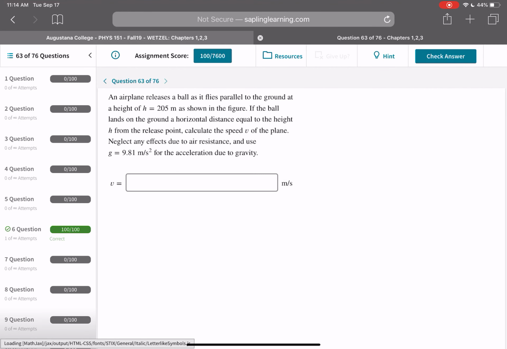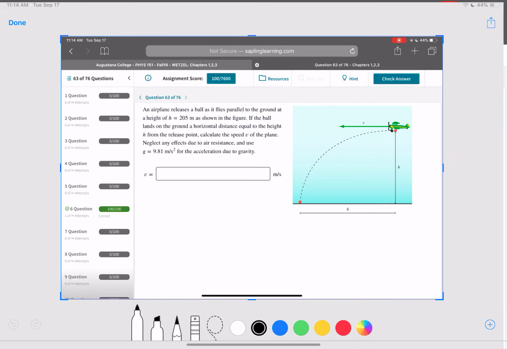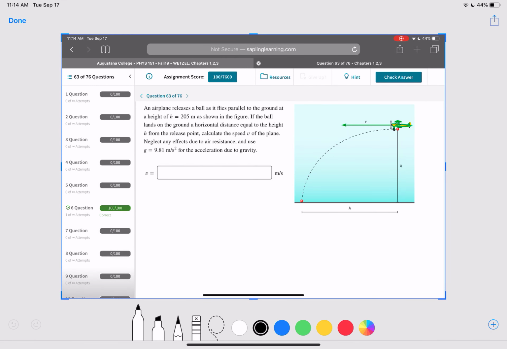Okay. All right, you got a plane, releases a ball as it flies parallel to the ground at a height of 205 meters as shown in figure. If the ball lands on the ground a horizontal distance h, which is the same as its height, calculate the speed of the plane. Neglect any effects due to air resistance. So we know h is 205 meters.